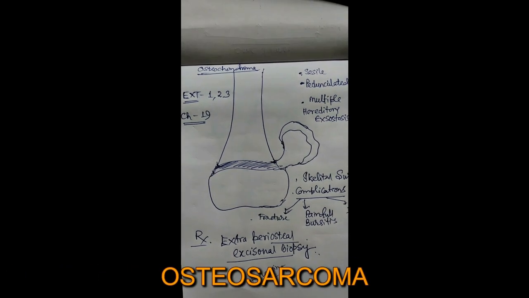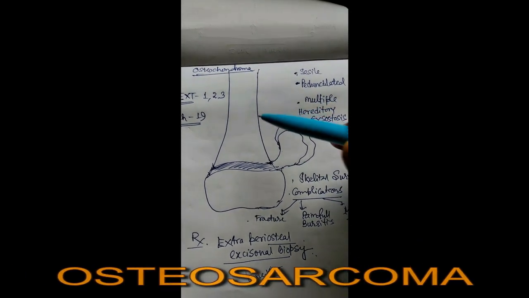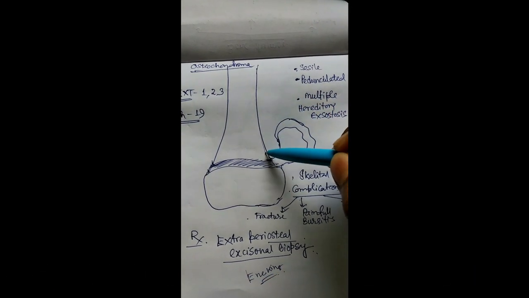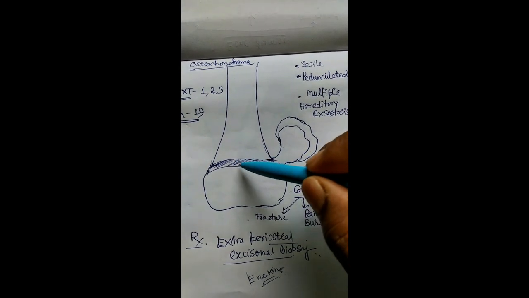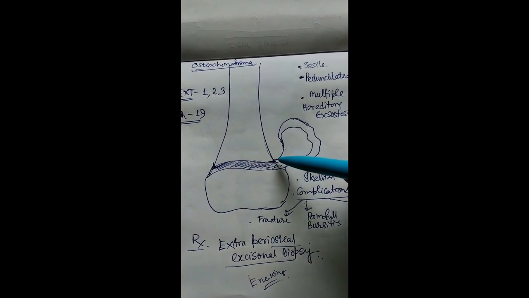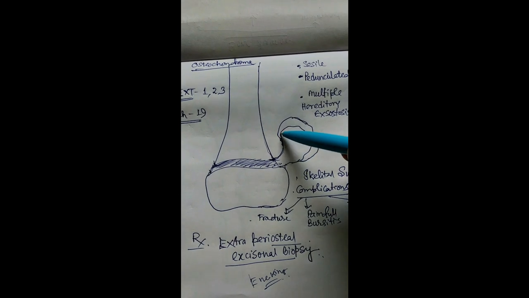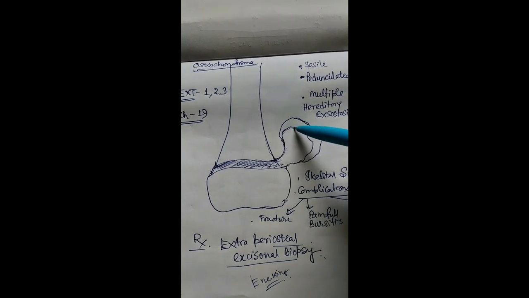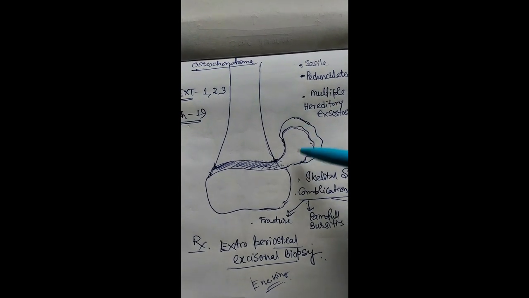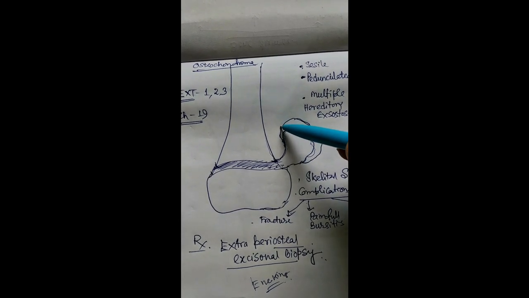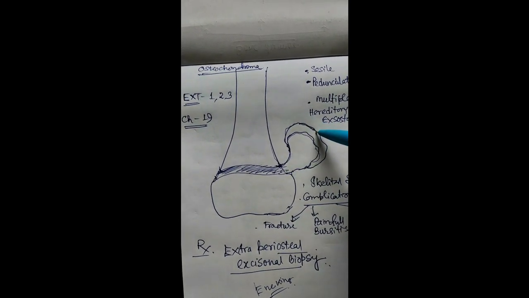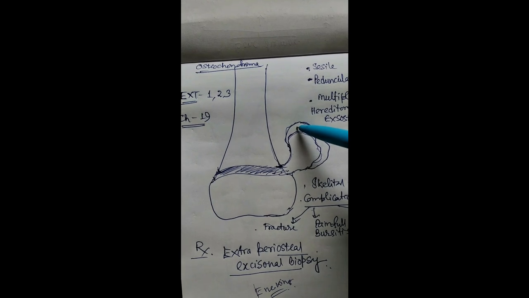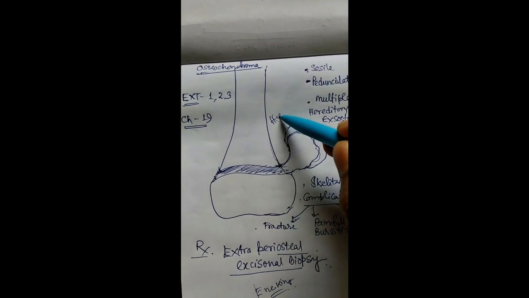Osteochondroma is a benign bone tumor, and it actually arises from the metaphysis, and it is an exophytic growth towards the diaphysis. It is a mushroom-shaped growth, and it is covered by a thick cartilaginous cap. Generally, this is made of hyaline cartilage.